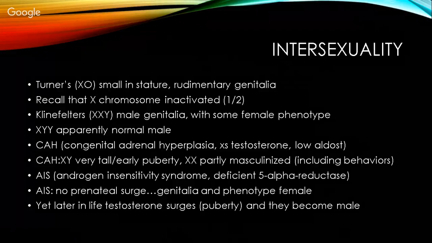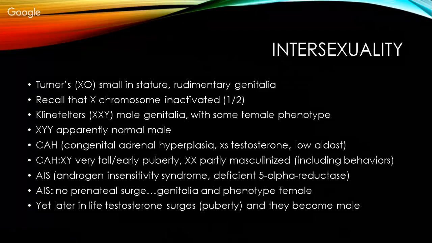There are some variations here that are more at the gene level. Congenital adrenal hyperplasia is a disorder where basically the adrenal glands are cranking out testosterone instead of converting some of it to mineralocorticoids like aldosterone. As a result, if it's a male, you get somebody who's very tall and has very early puberty because of all the testosterone. If it's a female, they'll be quite masculinized, and that includes behaviors. For instance, sexual preference might be masculinized.